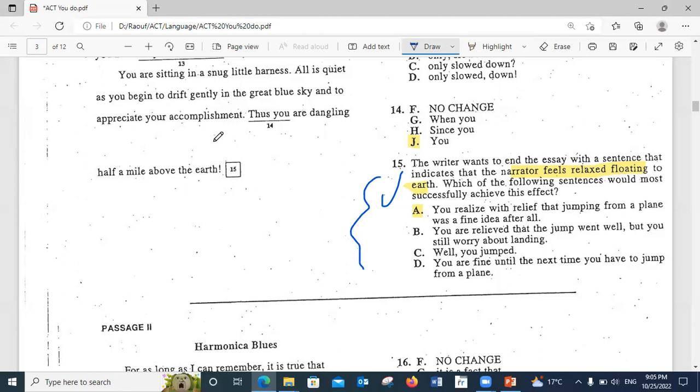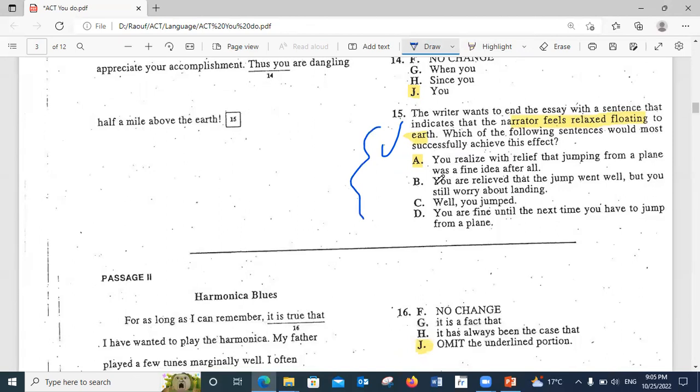Okay, let's see. We already have to choose one of these. Realize with relief that jumping from a plane was a fine idea after all. That means he's relaxed, but let's check the other options. You are relieved that the jump went well, but you still worry. Since I have this word, it's against what the question is asking here. So I will not choose this. Well, you jumped. It does not tell you anything. It does not tell you whether he was relaxed or nervous. Just jumped.